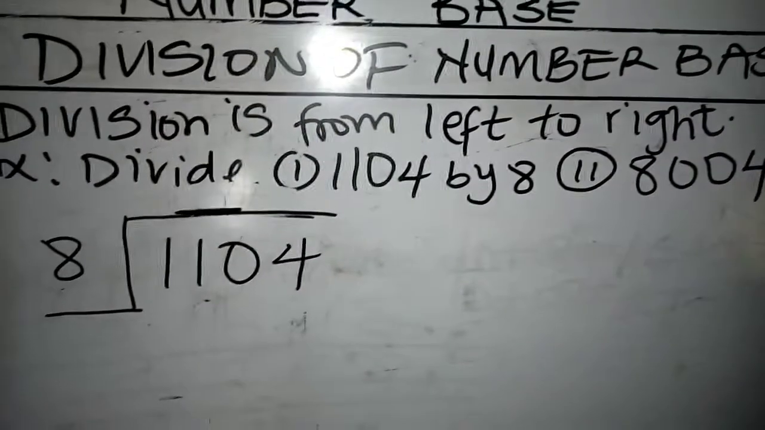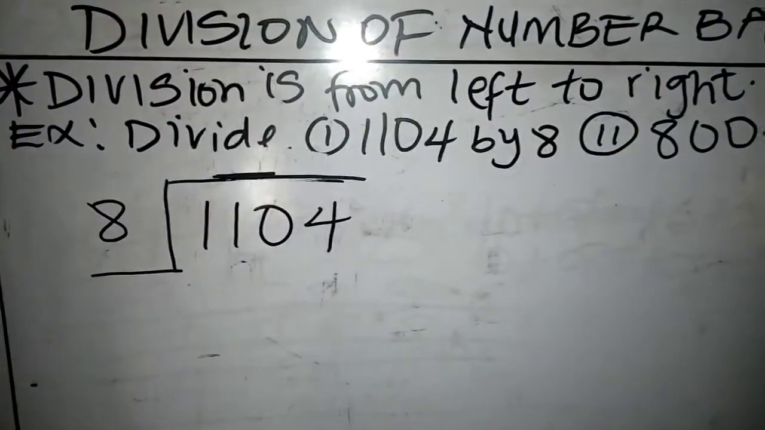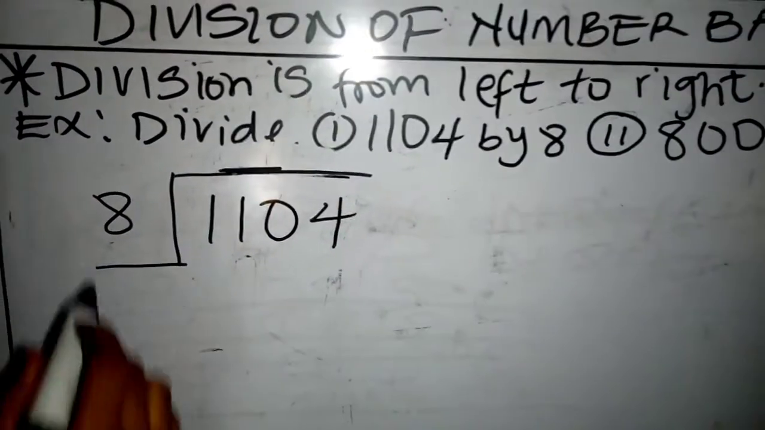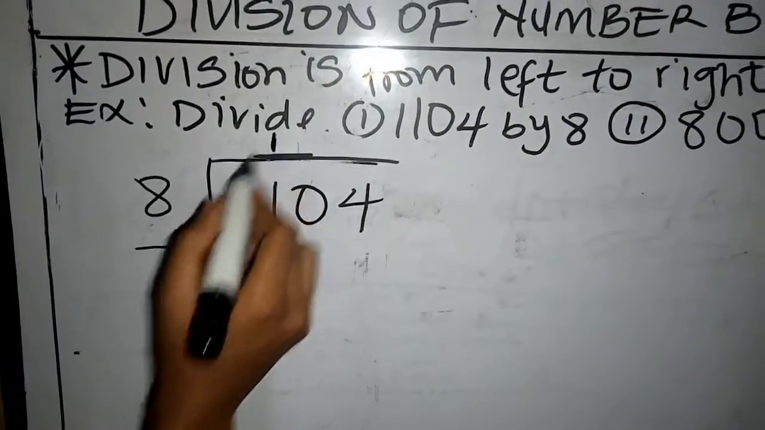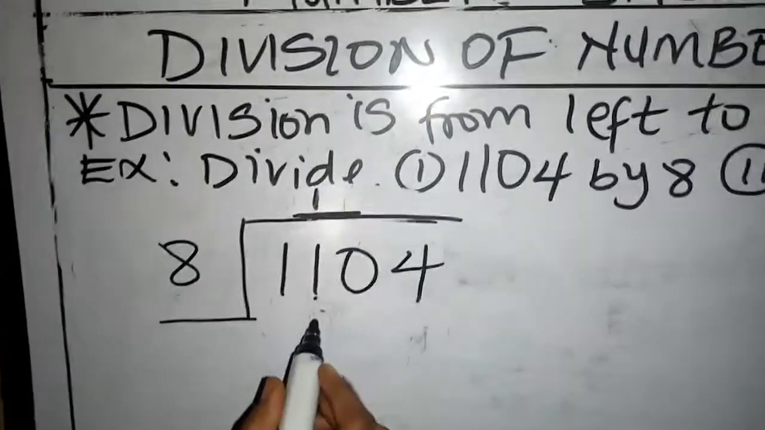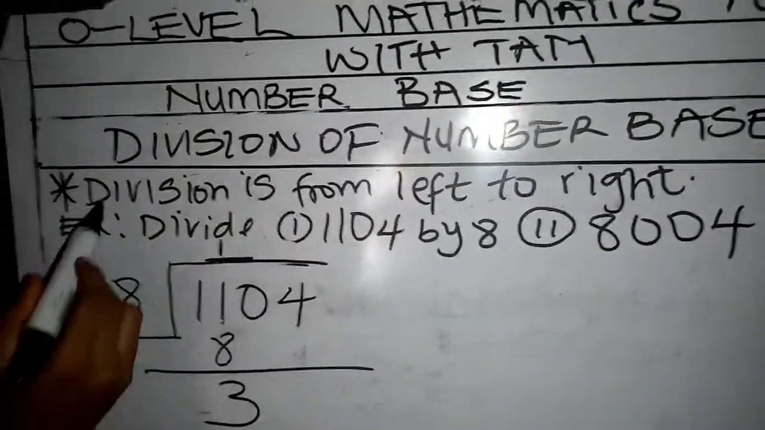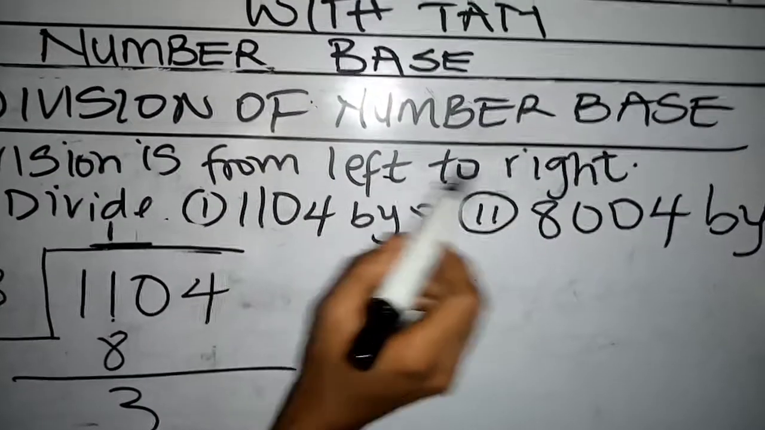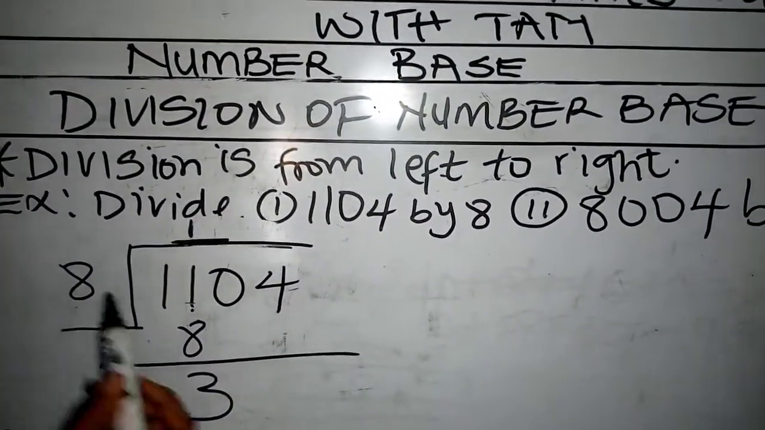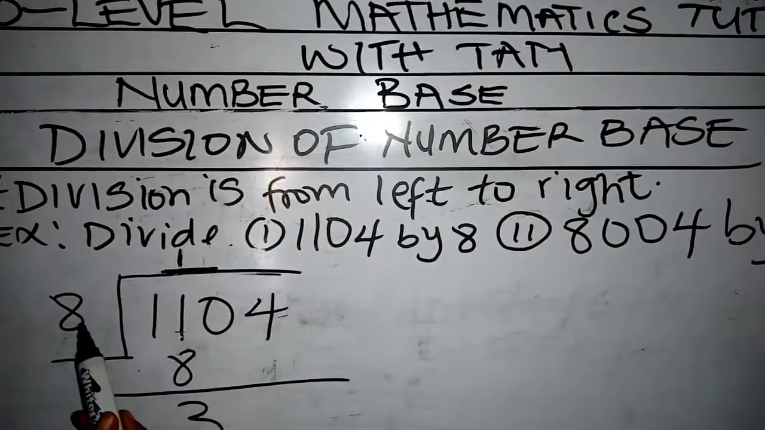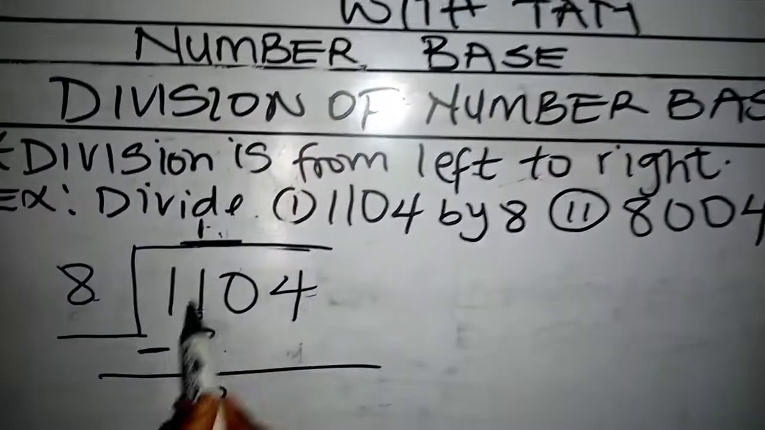Let's move to division of number base. Example 1, divide 1104 by 8. They are in base 10. Division starts from the left to the right. So we are starting from here, moving to the right hand side. So 11 divided by 8 is 1. 8 times 1 is 8. 11 minus 8 is 3.